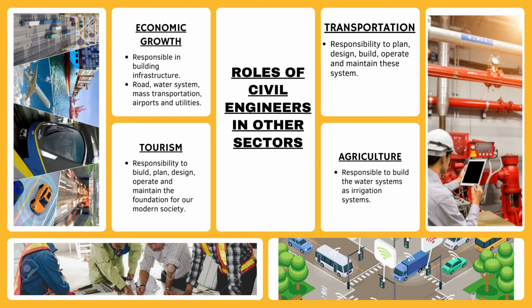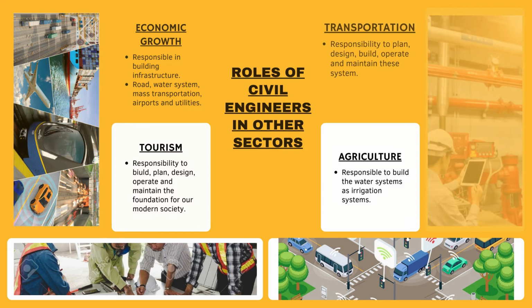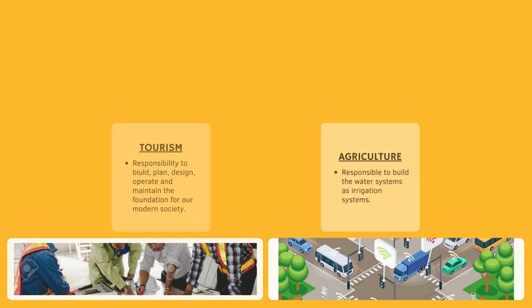Agriculture. Civil engineers are responsible for building the water system as well as the irrigation system. Water is a critical input of agricultural production and plays an important role in food security. A good irrigation system will result in healthy agricultural production.